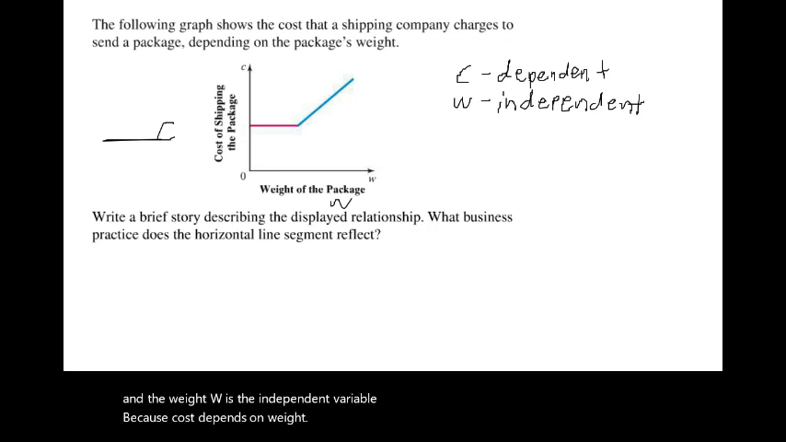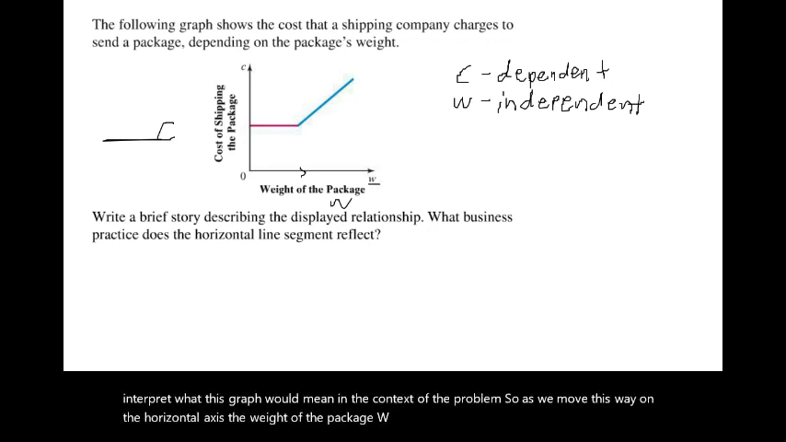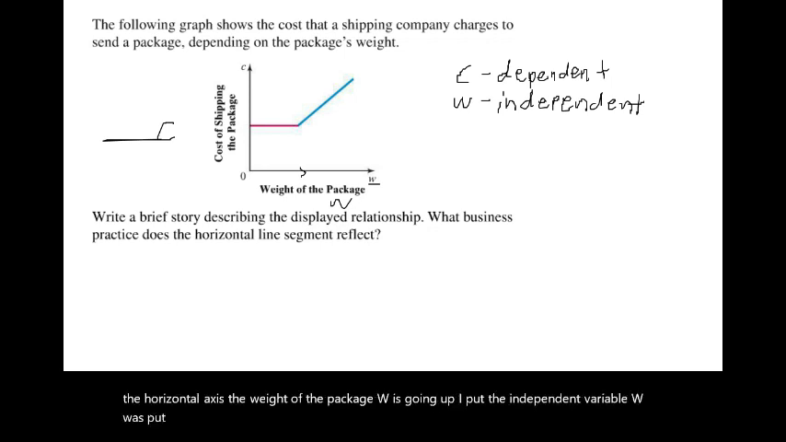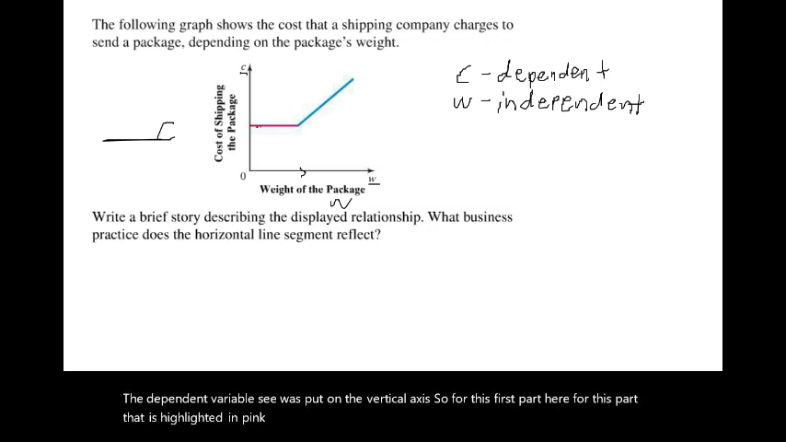So what we're going to do is trace this graph and interpret what this graph would mean in the context of the problem. As we move this way on the horizontal axis, the weight of the package W is going up. The independent variable W was put on the horizontal axis. The dependent variable C was put on the vertical axis. For this first part, highlighted in pink, if you trace it from left to right, you can see that it is not moving up or down any. It's remaining what is called constant.